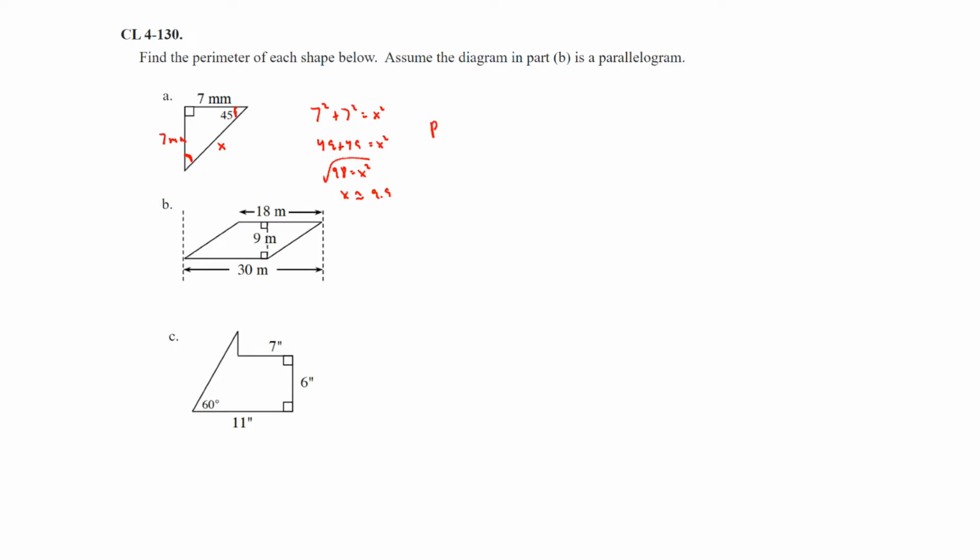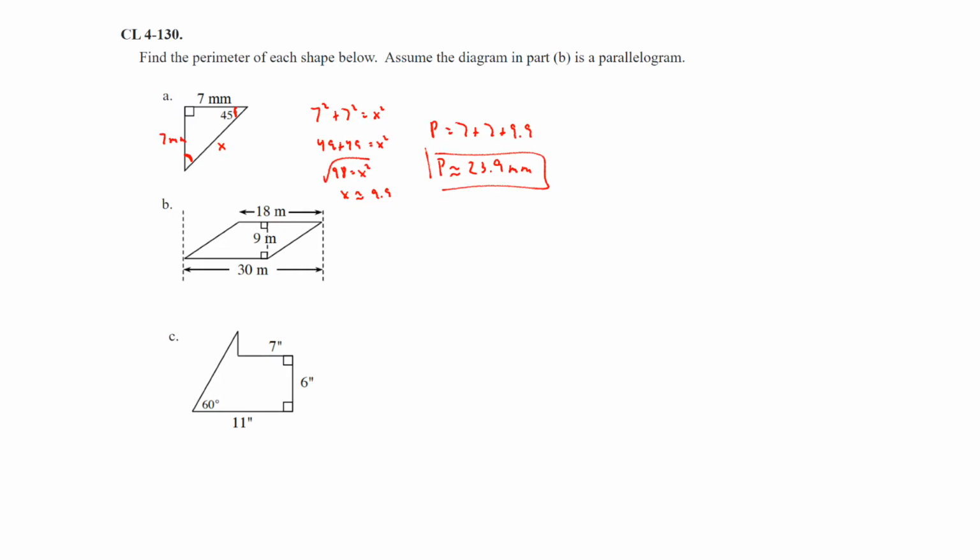9.9, so therefore the perimeter is 7 plus 9.9 approximately, and then the perimeter would be approximately equal to 23.9 millimeters.